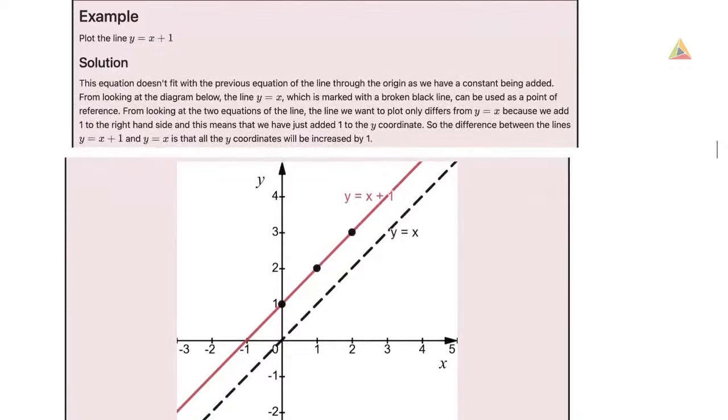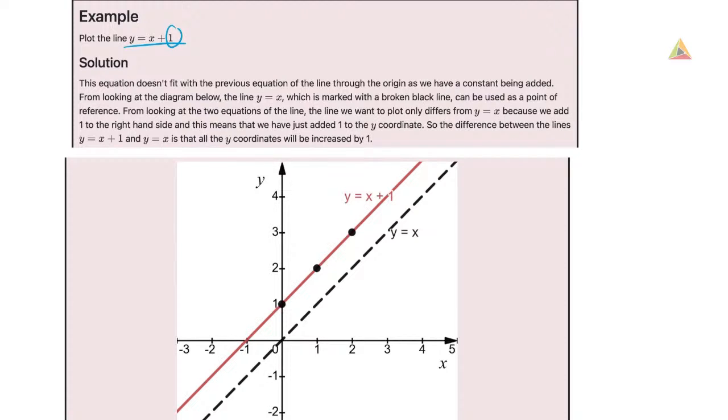So if you were asked to plot the line y is equal to x plus 1, the equation doesn't fit with the previous equation of the line through the origin because we have a constant being added, the constant being 1. From looking at the diagram below, the line y is equal to x, which is marked with a broken black line, you can see it there on the screen, can be used as a point of reference. The two equations of the line that we want to plot only differ from y is equal to x because we add 1 to the right hand side. So this means that we just have to add 1 to the y coordinate.